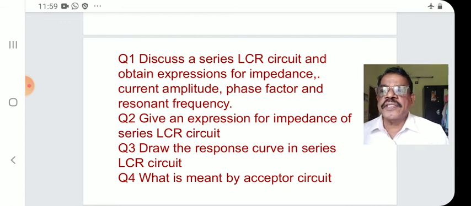And there are some short answers. Write the expression for impedance of series LCR circuit. Draw the response curve in series LCR circuit. What is meant by acceptor circuit? Acceptor circuit is a series LCR circuit which accepts the voltage incident on it. In that case, the frequency of the incident voltage and the natural frequency of the circuit are equal.